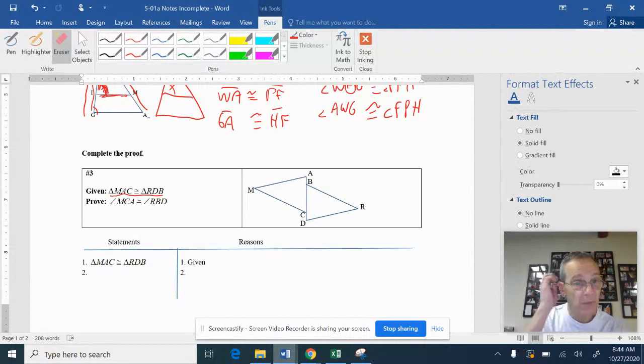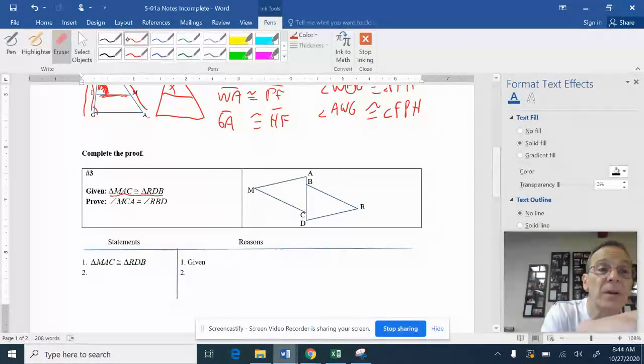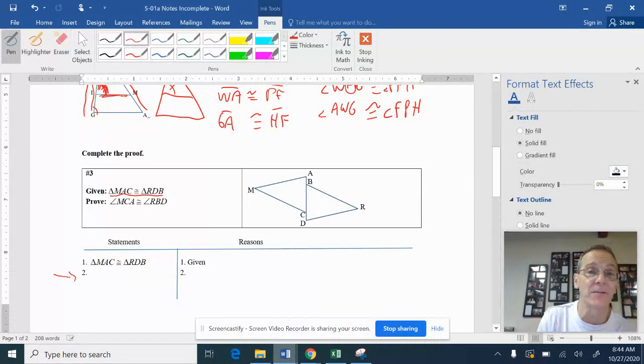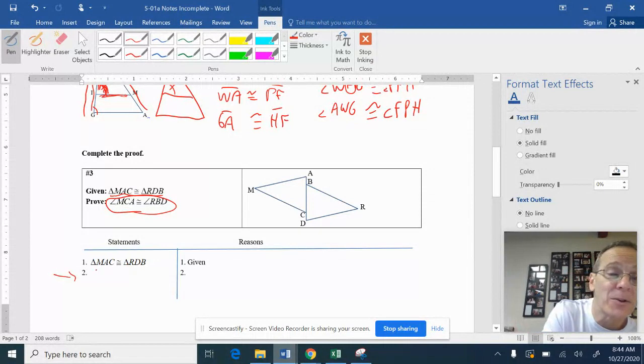And in this particular problem, I'm also telling you what I want you to prove specifically. In the last homework assignment, I was not telling you anything specific to prove. I was just asking you to prove something. What can we conclude on the basis of some statement that I've given you? But now I'm telling you specifically what I want you to prove. Okay. And so the statement here in this proof, you don't even have to think of what that ought to be. I'm telling you what it ought to be right here. I'm giving you half of the answer to this proof problem. I want you to prove that angle MCA is congruent to angle RBD.